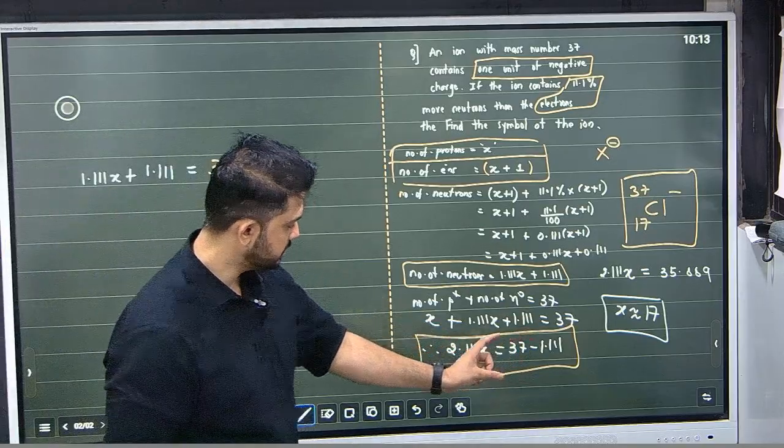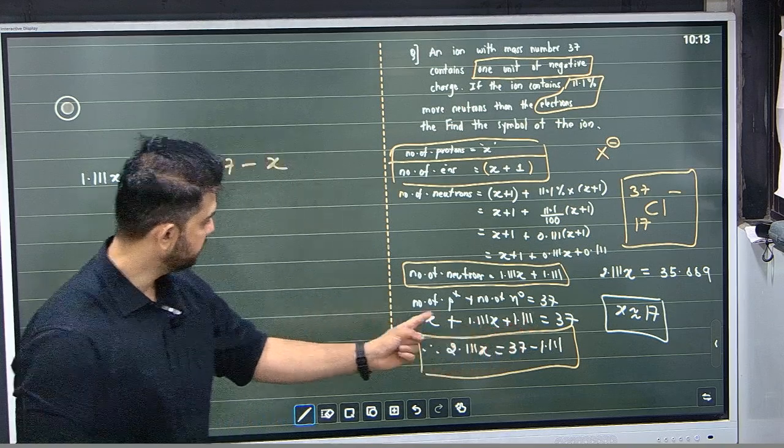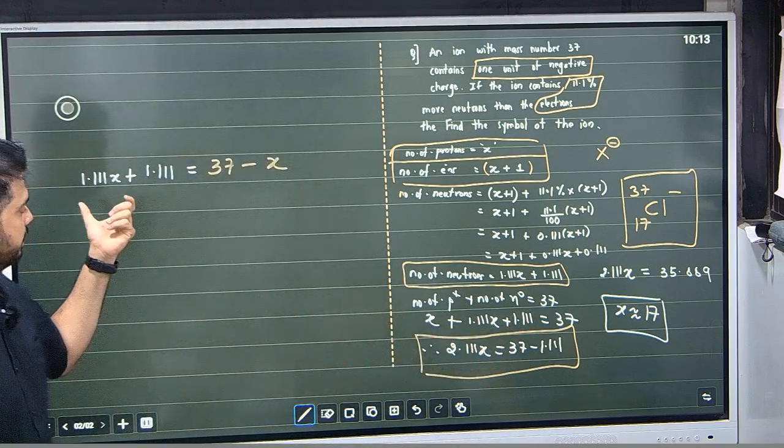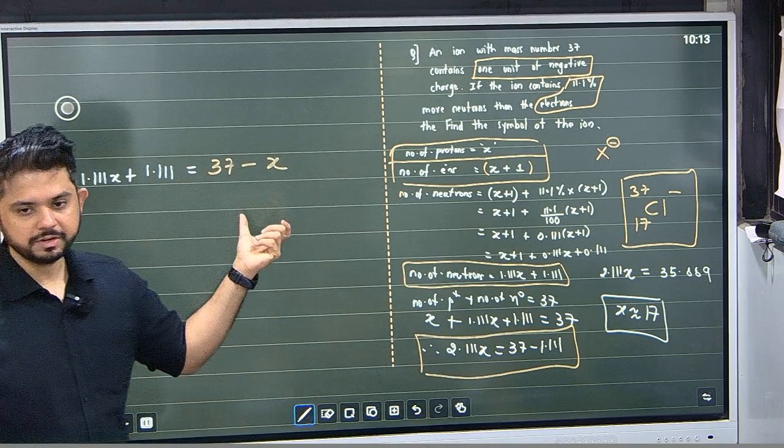Though we'll come to the same conclusion. But number of neutrons on left and right also I have number of neutrons.